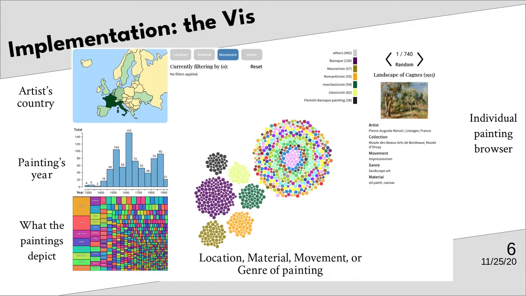And in the middle is a packed cluster bubble chart, which allows groupings of various attributes, such as location, material, movement, or the genre of the painting. And on the very right is an individual painting browser so that the user can take a deep look into the paintings themselves to understand their tastes.